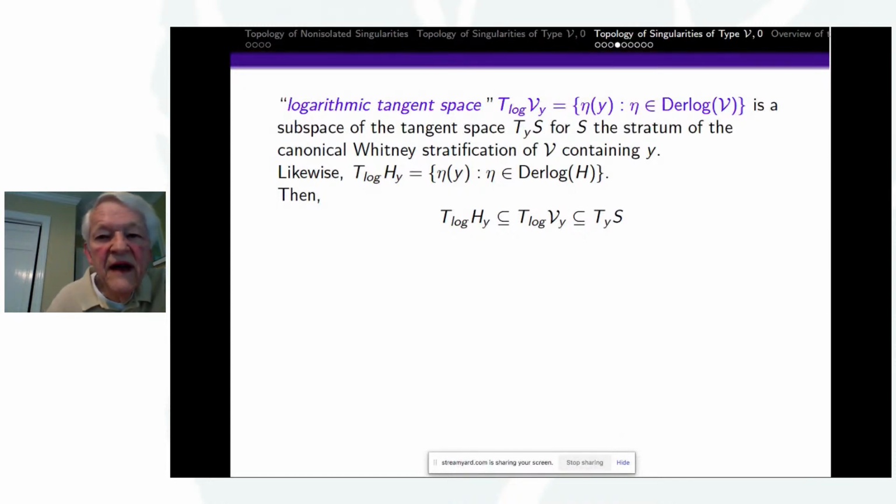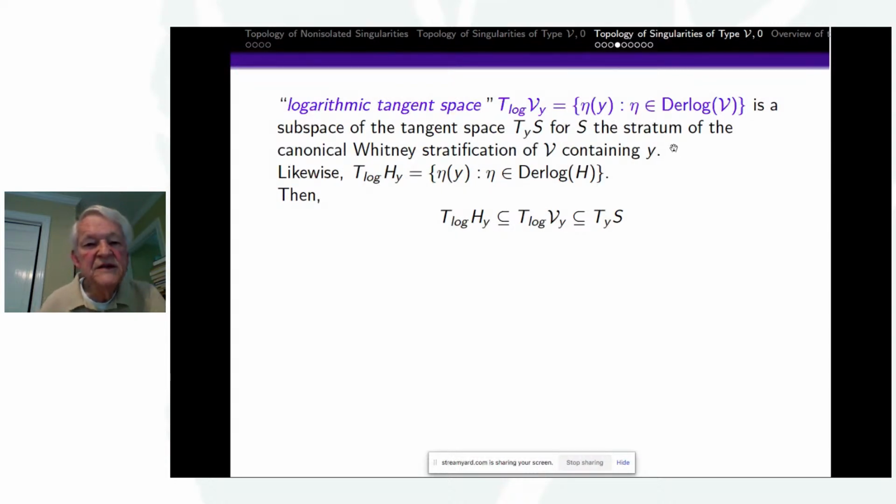Okay, so having done that, let's connect this up a little bit with geometry. Again, we're basically going to be following ideas due to Kyoji Saito. We can define what's called the logarithmic tangent space of this variety V at a point y by taking all the vector fields in Der(-log V) and evaluating at y. This is going to be a vector space, and in fact it's a subspace of the tangent space to the stratum of the canonical Whitney stratification of V containing y.